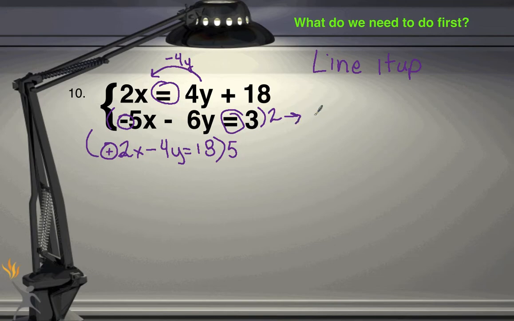So negative 5 times 2 is negative 10x, and negative 6 times 2 is negative 12y, and 3 times 2 is 6. My next equation, 5 times 2 is positive 10x. 5 times negative 4 is negative 20y. And then 5 times 18 is 90.